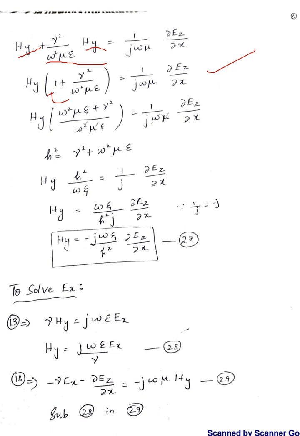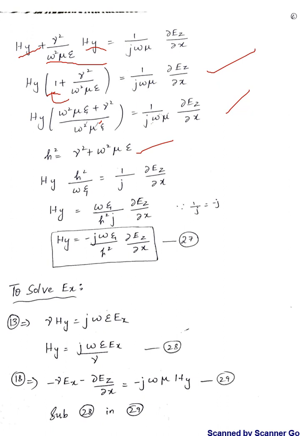These steps are all the same process you are going to repeat. I'm going to take the LCM and write the equation similarly. In the previous step, while we were solving Hx, we assumed h square is equal to gamma square plus omega square mu epsilon. Similarly, you're going to assume that here also.